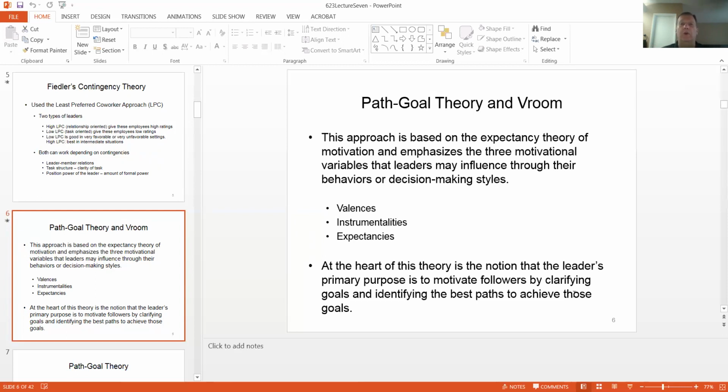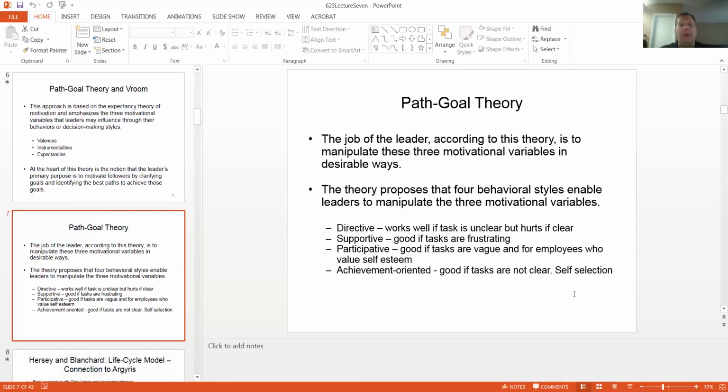But basically, at the heart of this theory, the job of the leader is to motivate followers by clarifying goals and then identifying the best path for those employees to achieve those goals. Path-goal theory says if you identify the goal clearly and you provide the path for the employee to achieve that goal, you're going to be a more effective leader. Essentially, leaders will manipulate the motivational variables of valences, instrumentalities, and expectancies. And by manipulating those motivational variables we talked about last week, you create 4 different styles of leadership: directive, supportive, participative, and achievement-oriented, as you see on the slide.